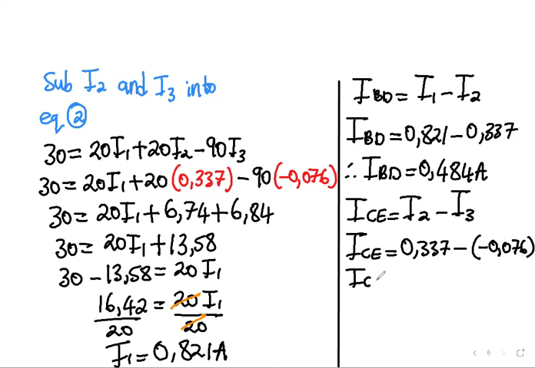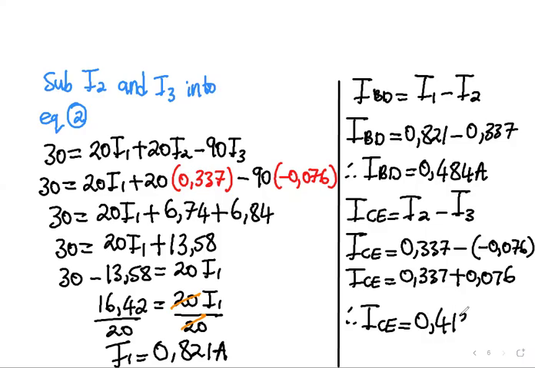Then our current through CE is going to be equal to what? It's going to be 0,337. Remember, negative times negative is positive, right? 0,076. Therefore, the current through CE, you add 0,337 plus 0,076. Therefore, the current through CE is going to be what? 0,413. So current is measured in amperes.